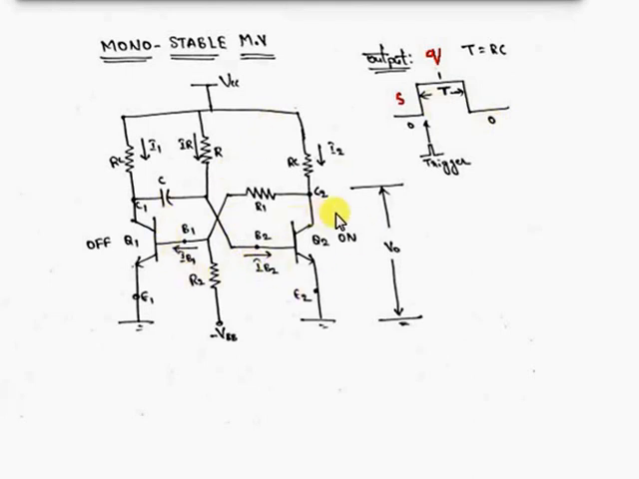Here we have to know one thing: whenever you apply an external trigger, how the transition changes from 0 to 1, and after some time T, how the transition changes from 1 to 0 by the circuit itself, and what the parameters and elements are that change the transition from 1 to 0.